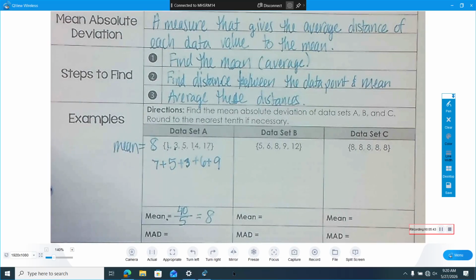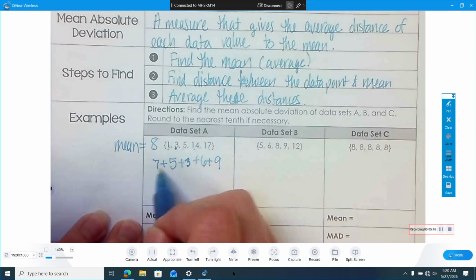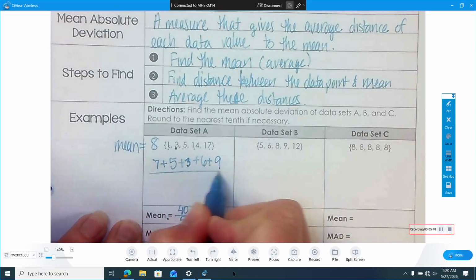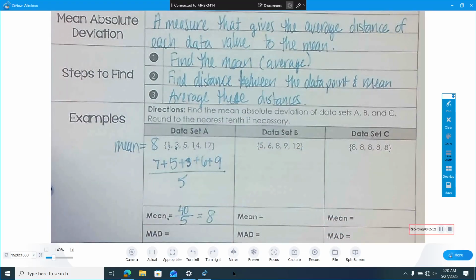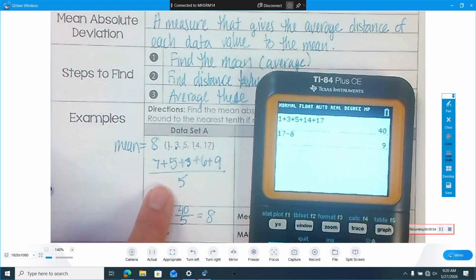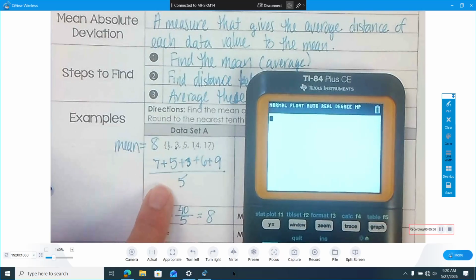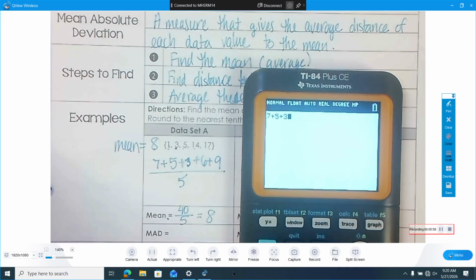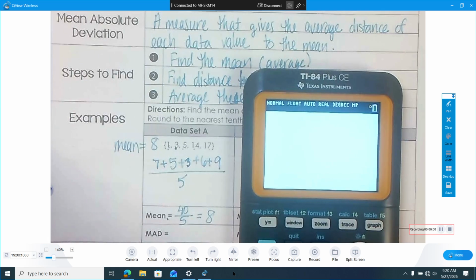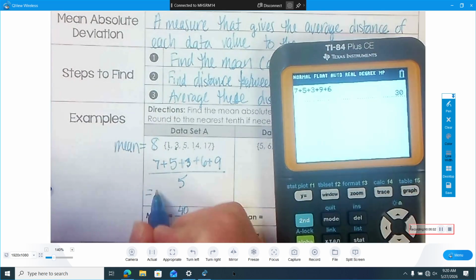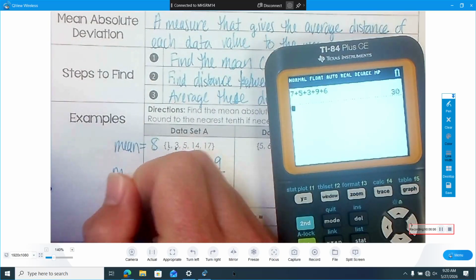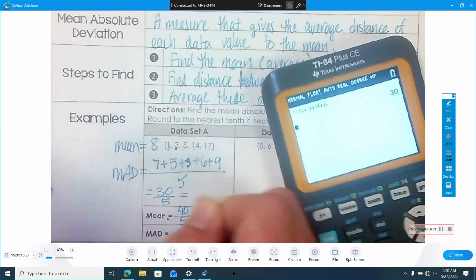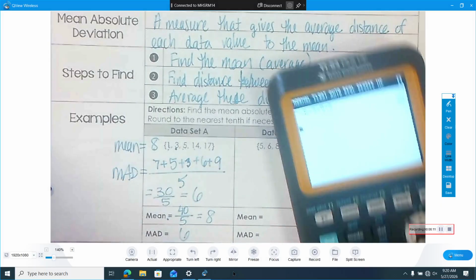All right, so now those are all of our distances, and we're going to divide to find the average. We're going to divide by 5 again. So this is our MAD. So I'm going to do 7 plus 5 plus 3 plus 6 plus 9. And I get 30 divided by 5, which is 6. All right, so the MAD is 6.